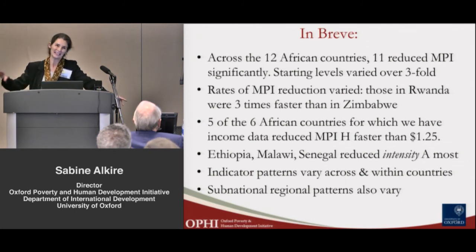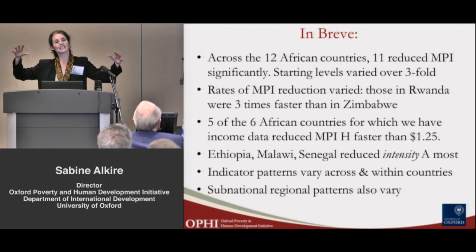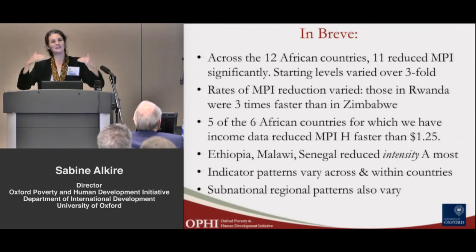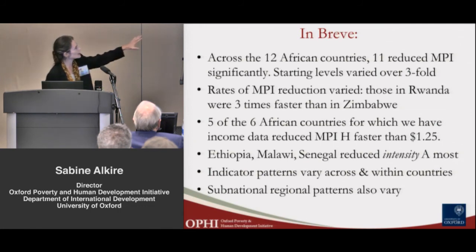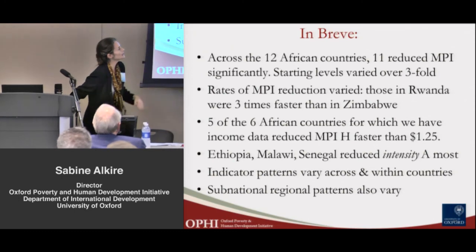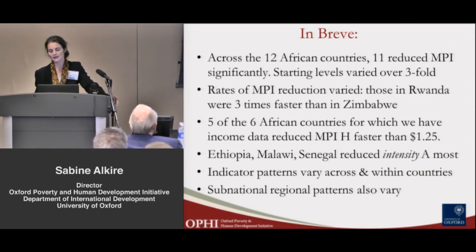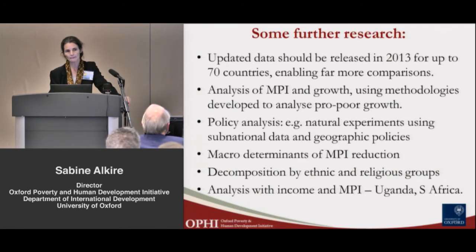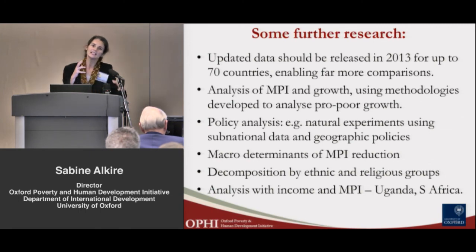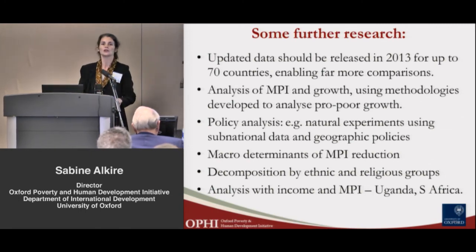The rates of MPI reduction also varied, but in 5 of the 6 countries for which we have data, so this is not representative, it's simply illustrative, the rate of reduction of MPI was faster than $1.25 a day, but you must bear in mind that on average, the headcount of MPI is also greater than the headcount of $1.25, though that varies. And that some countries had greater reduction of intensity than others, and also the patterns of reduction of indicators varied nationally and subnationally.